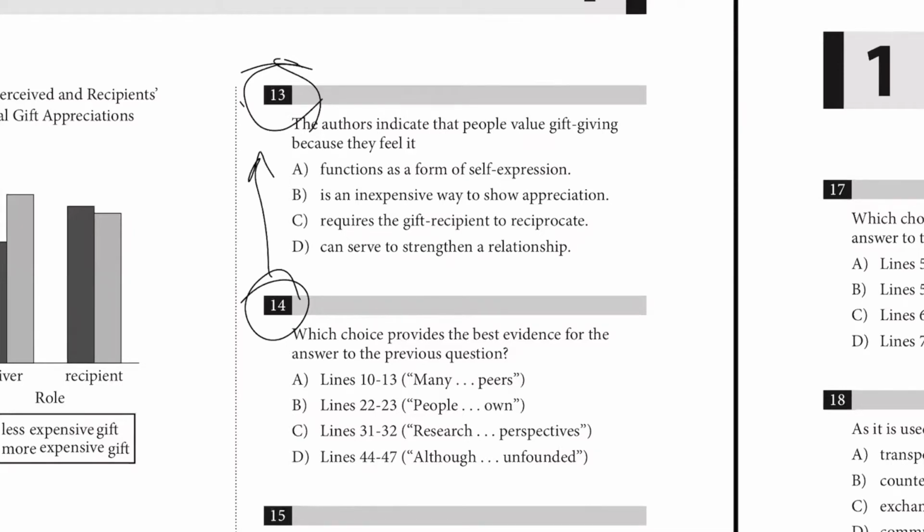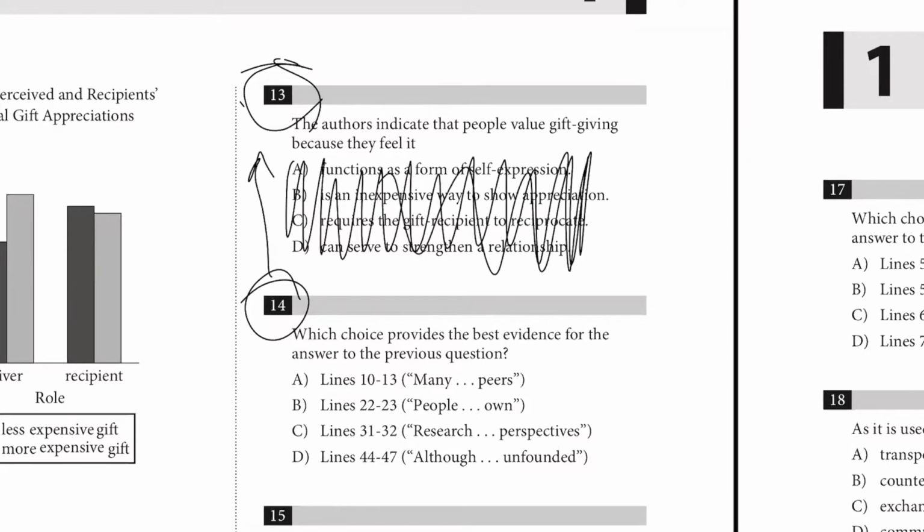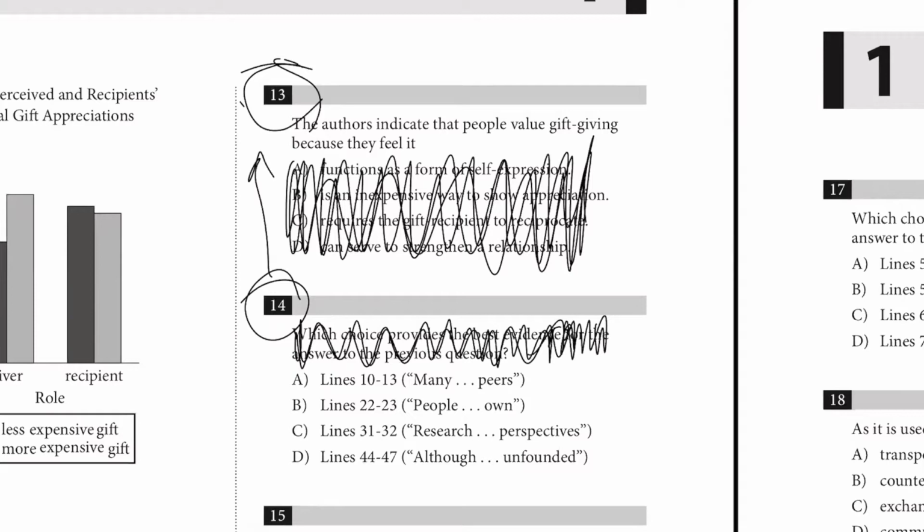Some strategists might say it's not a good idea to use the last problem as a guideline, but this is the way I did it. So we have question 13, and then we have question 14. This is what I do. I cross out all the answer choices for question 13, and then I cross out the question for number 14. You're probably wondering, Arian, what are you doing?